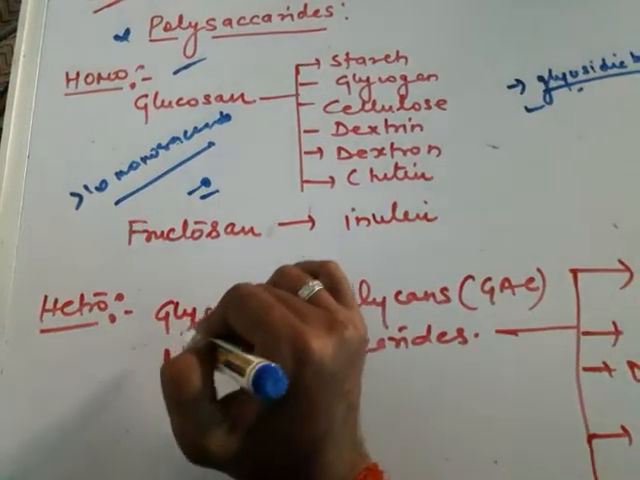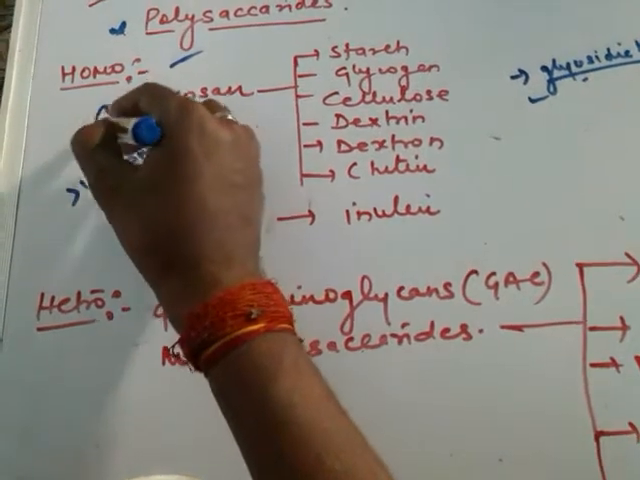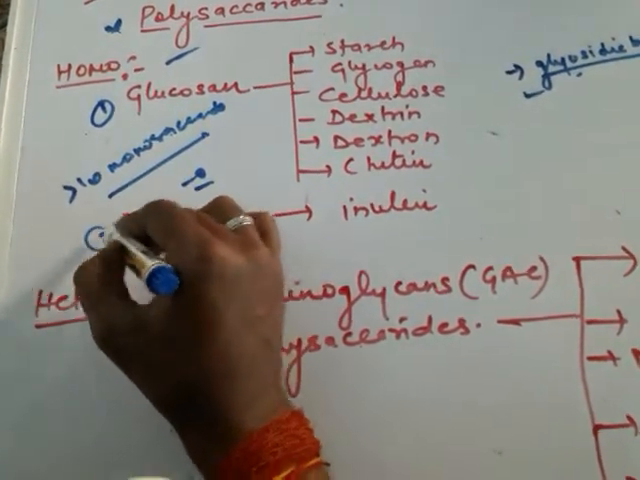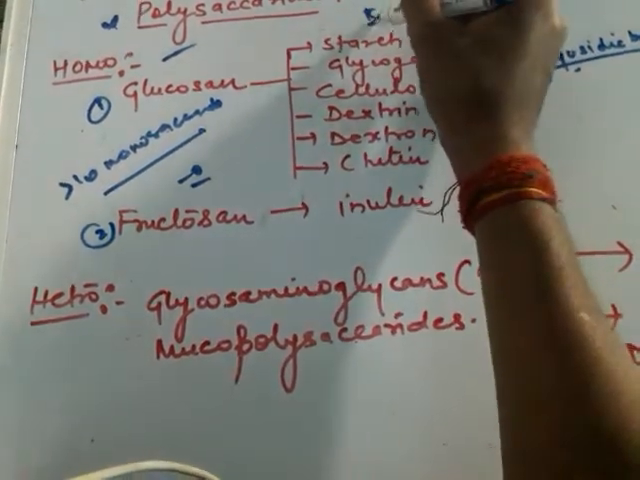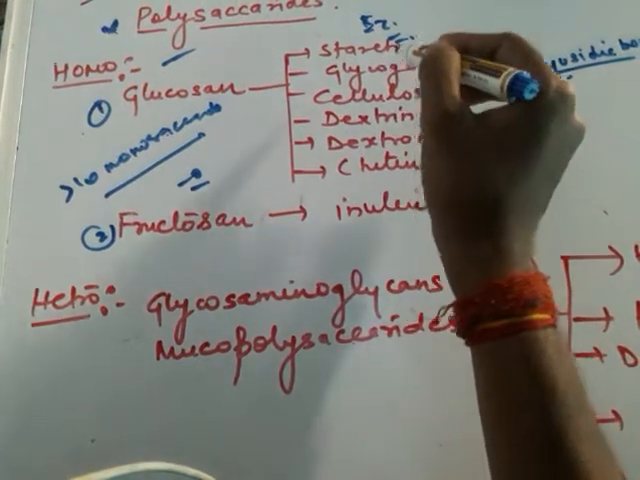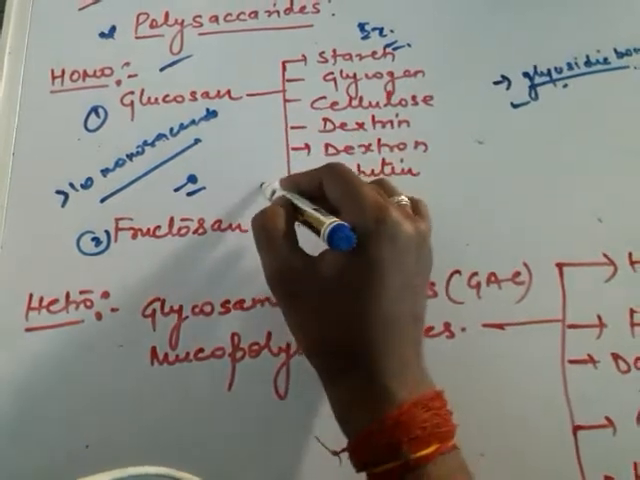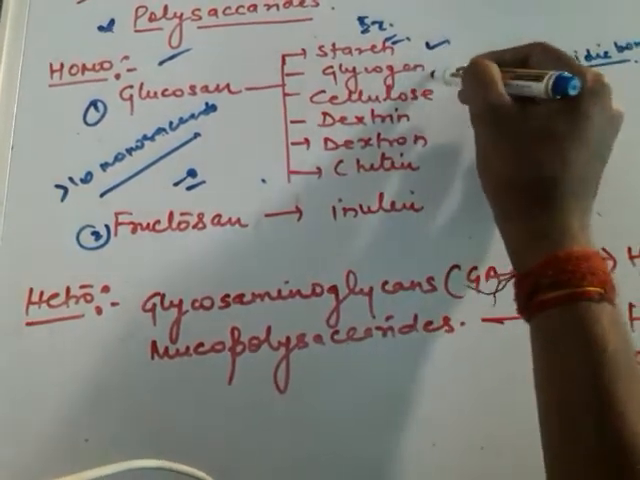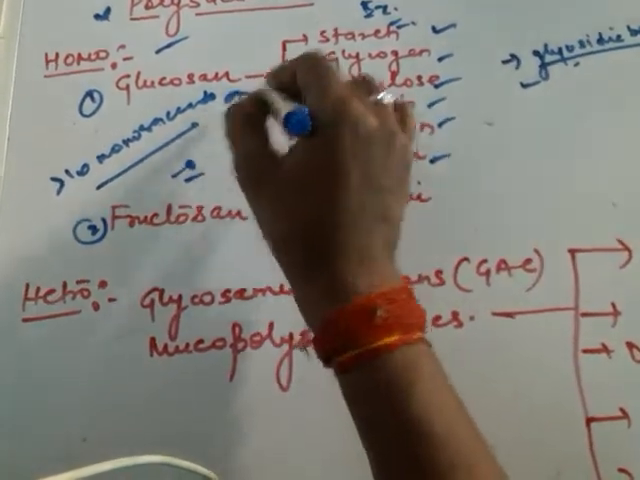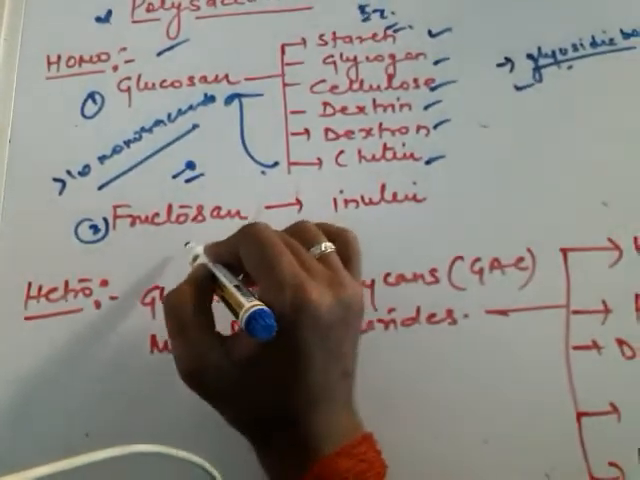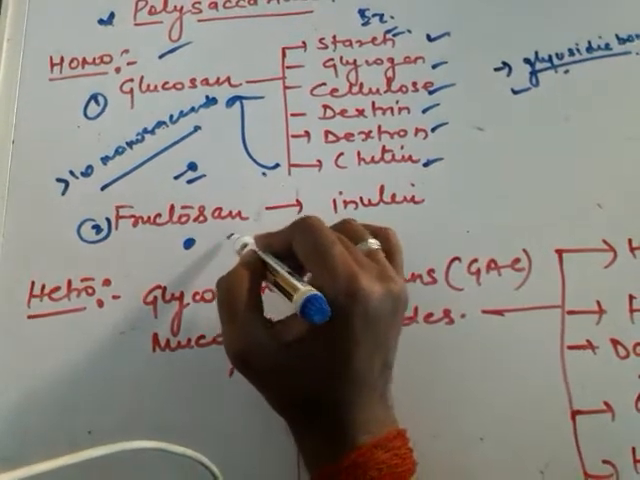homopolysaccharides and heteropolysaccharides. Homopolysaccharide is further divided into two classes: one is glucosan and the second is fructosan. Several examples of glucosan are mentioned here: starch, glycogen, cellulose, dextrin, dextran and chitin. These are examples of glucosan, while in fructosan, only one example is found, which is inulin.